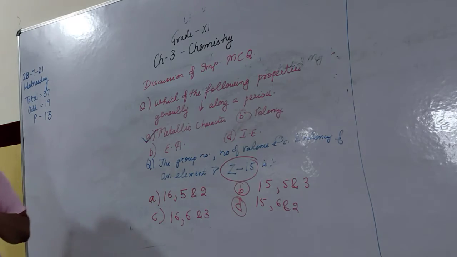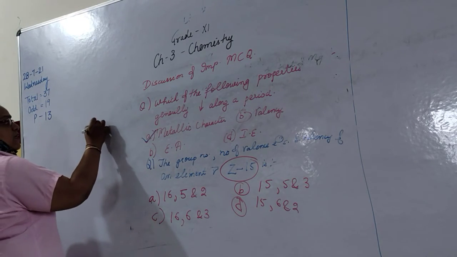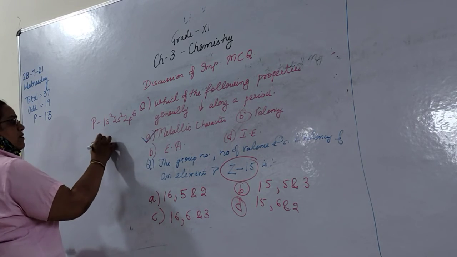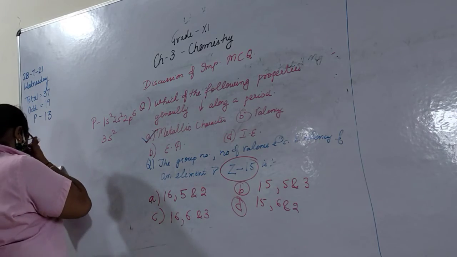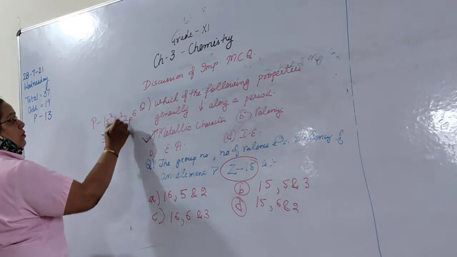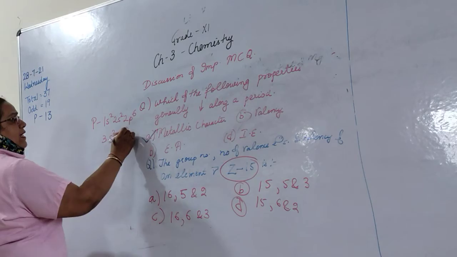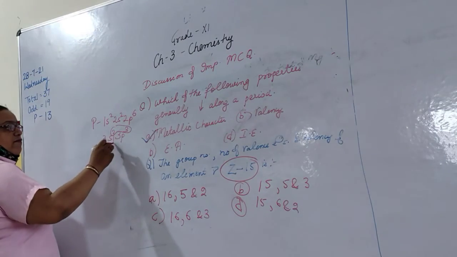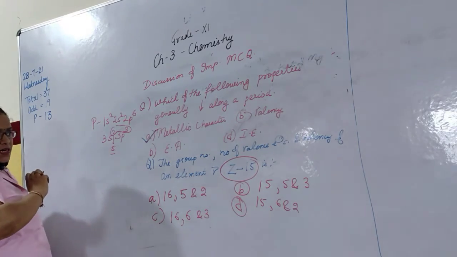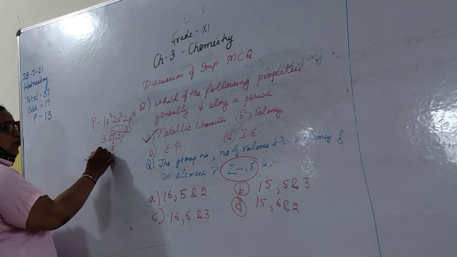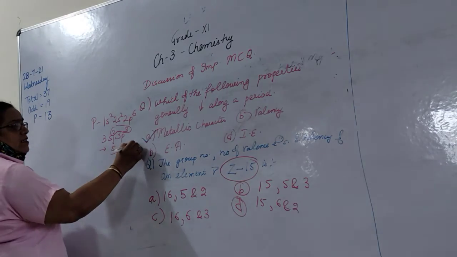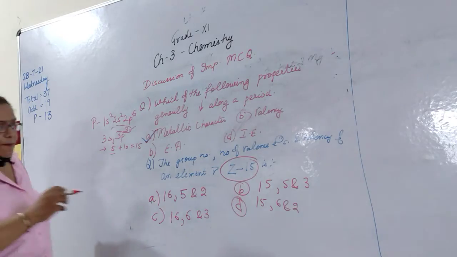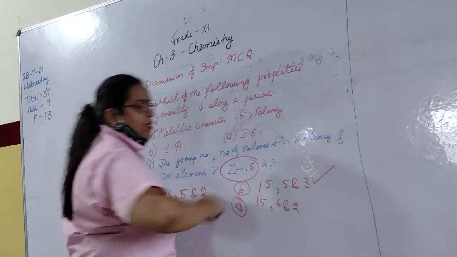Atomic number 15 is phosphorus. Fine. Its configuration is 1s2, 2s2, 2p6, 3s2, 3p3. So how many valence electrons are there? 5. And which group does it belong to? 5 plus 10, that is 15. And its valency is 3. So the answer will be option B.